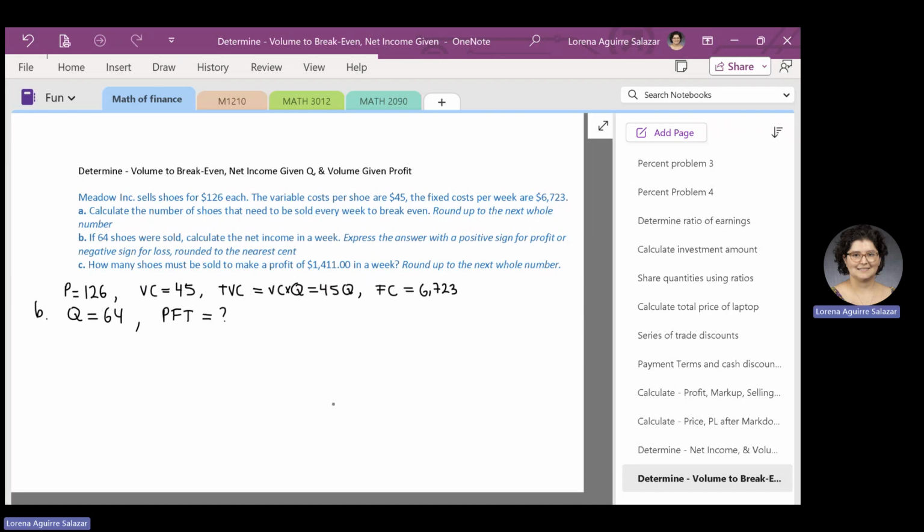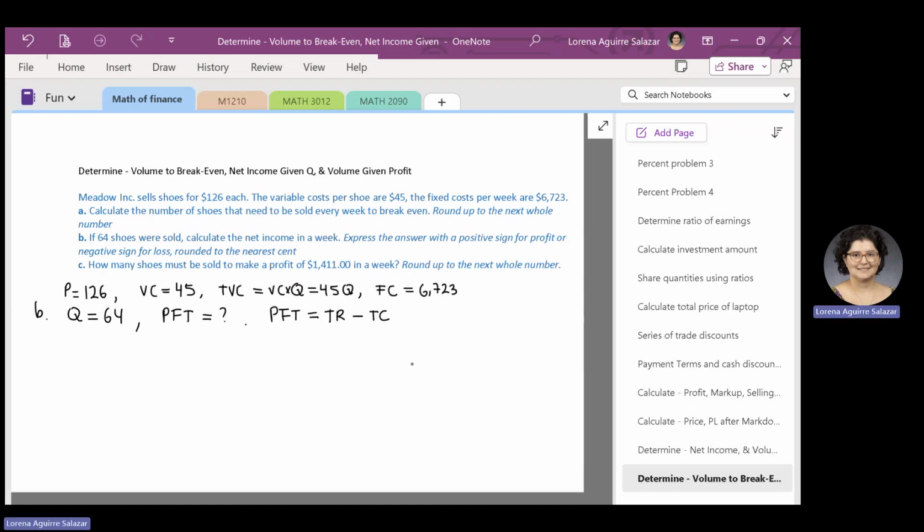Because 64 is less than 83, and 83 was the number of shoes that needed to be sold to break even, we expect a loss. So profit should be negative. Now remember that profit comes from subtracting two quantities. We do total revenue earned, take away total costs.